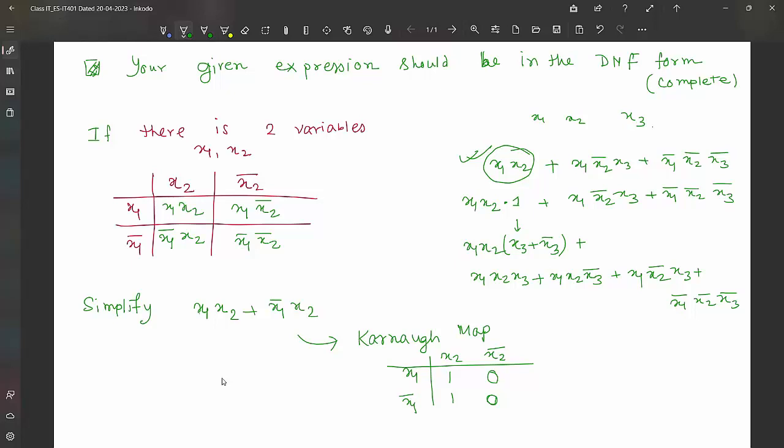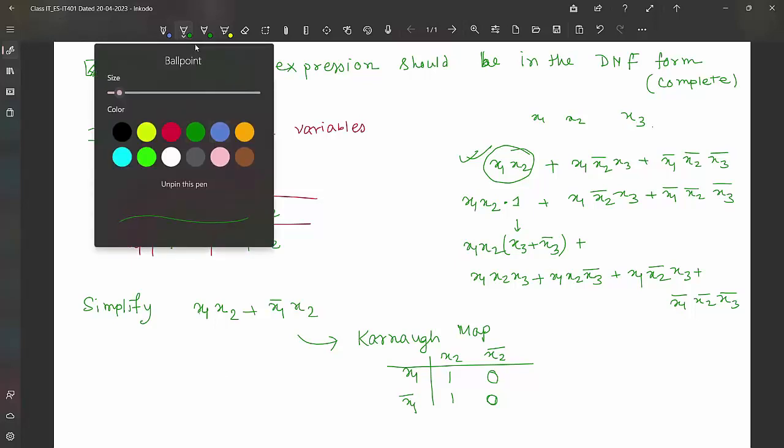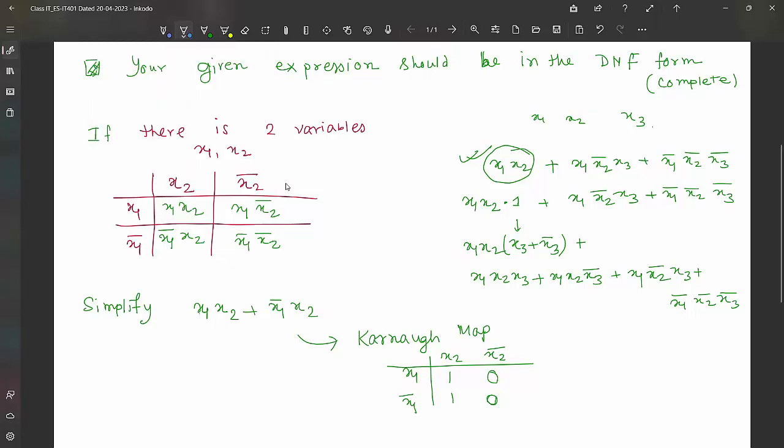Okay. After that, make some pair or combination of pairs using these ones. That means you can easily pair them.